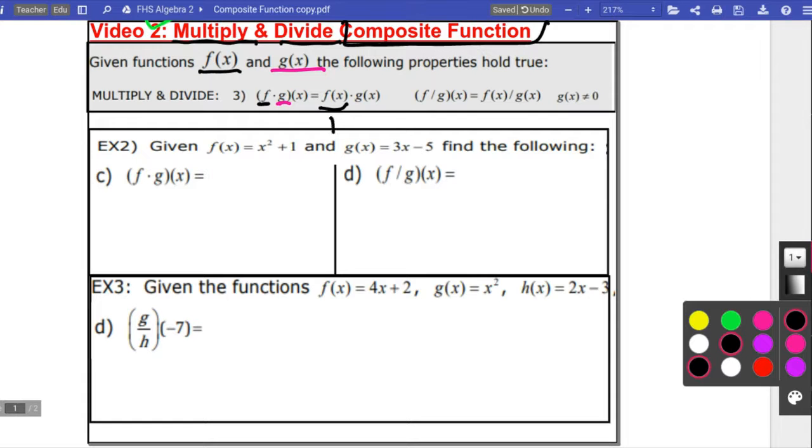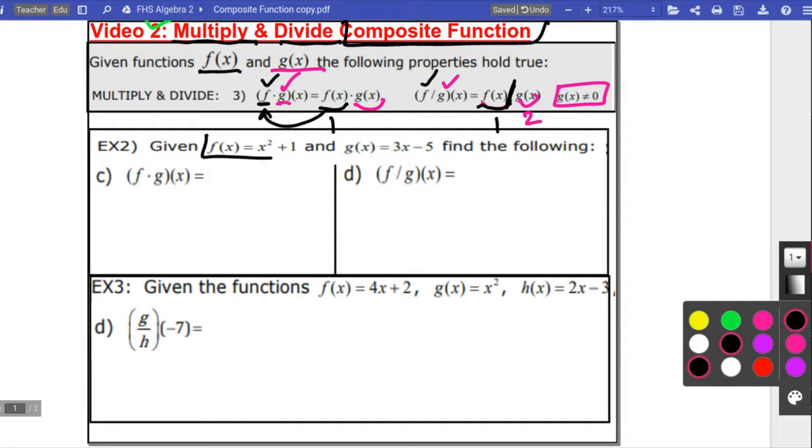f of x, the first one, because it comes from this, and then multiply by g of x because it comes from that. Same thing with dividing. Try to keep them color-coded. f divided by what? g of x, the second one. Now, the bottom one cannot equal 0. Remember that. The bottom one cannot equal 0 when you're dividing. All right, so let's put that to work.